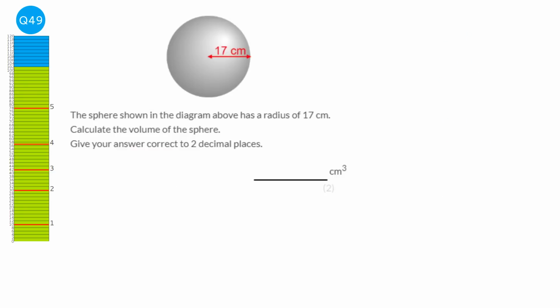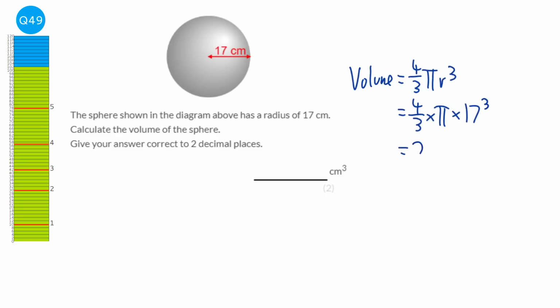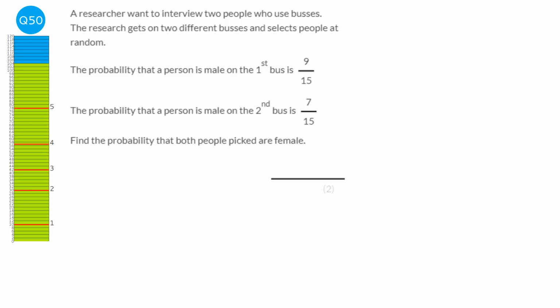The formula for the volume of a sphere is 4/3 pi r cubed. So we're going to do 4/3 times pi times the radius cubed, which is 17. And that gives us 20,579.526, and so on. So to 2 decimal places, that would be 20,579.53.